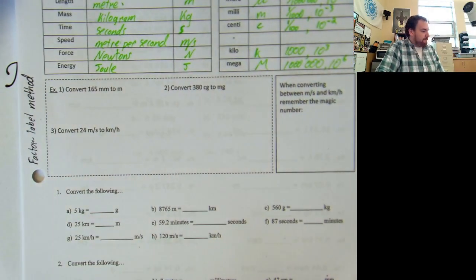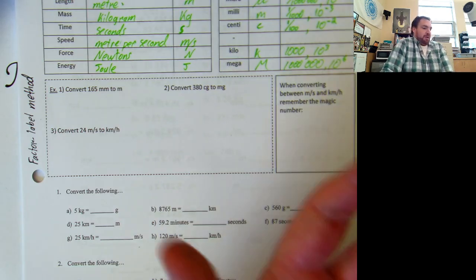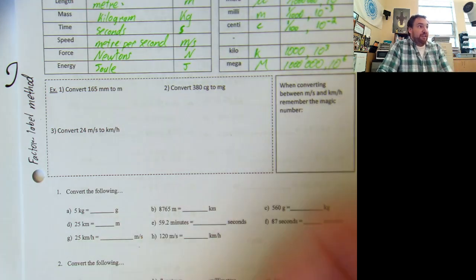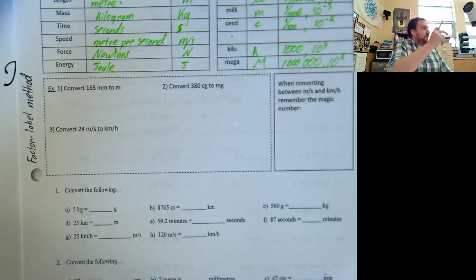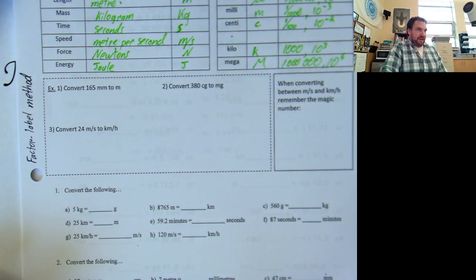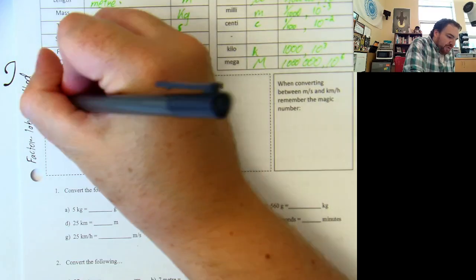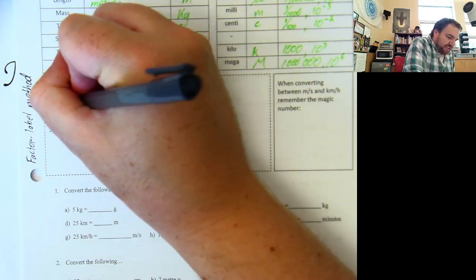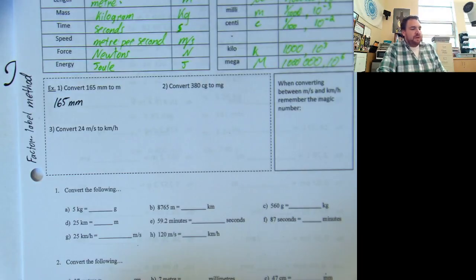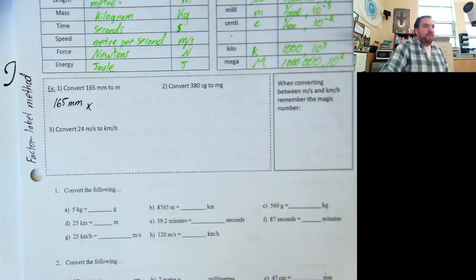So here's what this looks like. The factor label method looks like this. If I wanted to convert 165 millimeters to meters. That's not a difficult conversion for a lot of you to do in your head. I would assume that some of you could crank this out fairly easily, but I'm going to show you what this looks like using this method so that you have a framework to do some of the more ridiculous questions I'm going to ask you to do. So here's what it looks like. You always write down what you're starting with. So we're starting with 165 millimeters. And what we want to do is we want to convert this thing by multiplying this with a whole bunch of fractions.